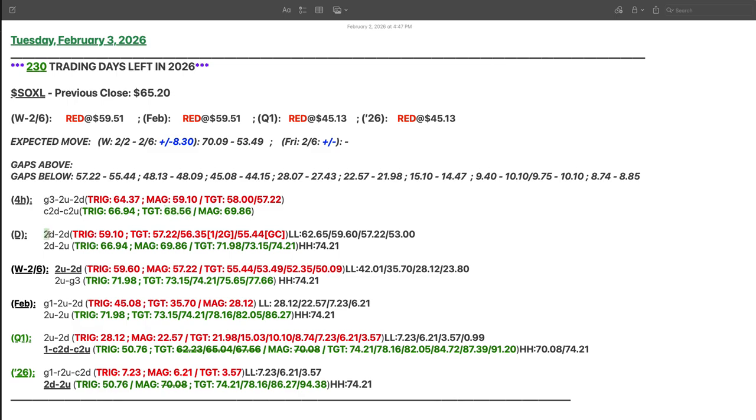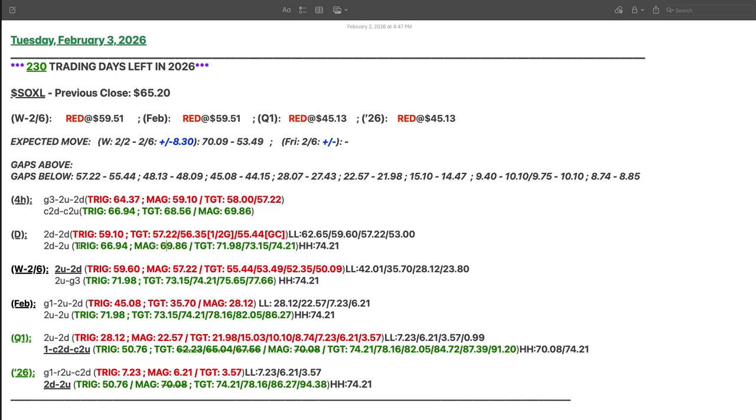From the day perspective, if we go to the downside, we've just got a 2 down continuation triggering at 59.10, the magnitude of the 4-hour move. And then we've got our extended targets here ending with the gap close at 55.44. To the upside, we would get a 2 down, 2 up reversal triggering at 66.94 with a magnitude of 69.86. Now we do, again, keep in mind that 4-hour intermediate target just because we are in that 1-hour downtrend, possibly setting a lower high on the 4-hour.